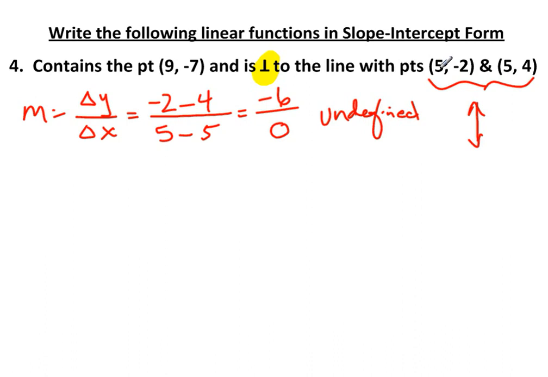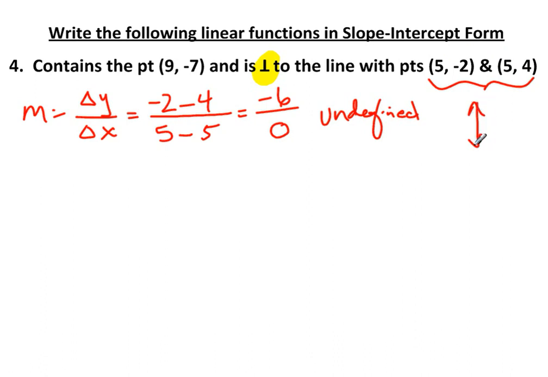Oh, and let's see if that makes sense. Well, this one's at 5, negative 2, and this one's at 5, 4. And going back to our lesson on relations, we should know that this is not a function because our input has two different outputs, which lets us know it doesn't pass the vertical line test. So that's because it is a vertical line.